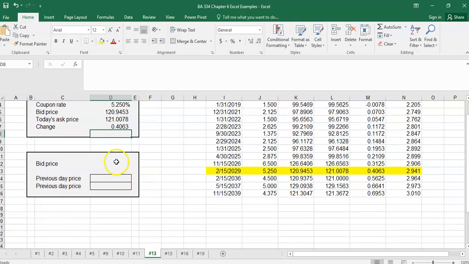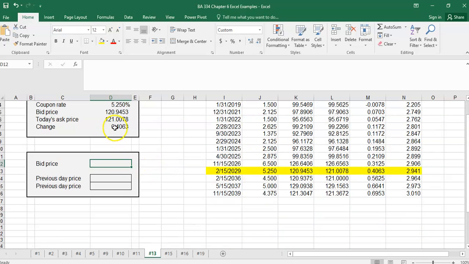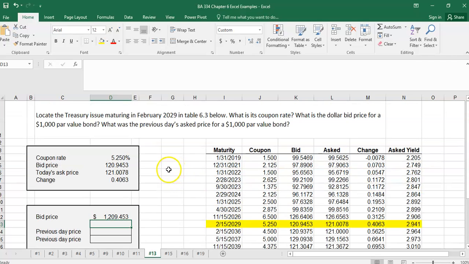What we want to know is what the bid price is in dollars then. So what is the dollar bid for a $1,000 par bond? Remember when I said in the lecture and in the book that we take the bid price and we need to move the decimal one place, or take it times 10, to get the dollar amount. So times 10, that tells us that the current price is $1,209.45.